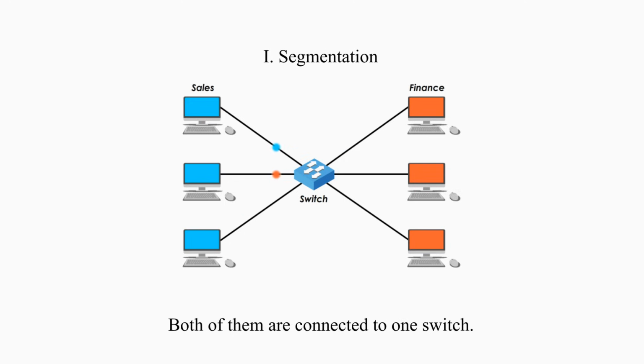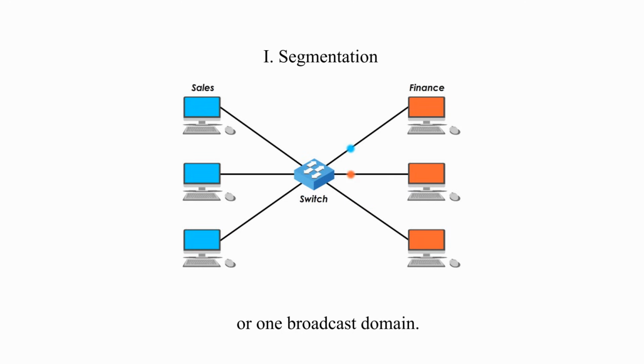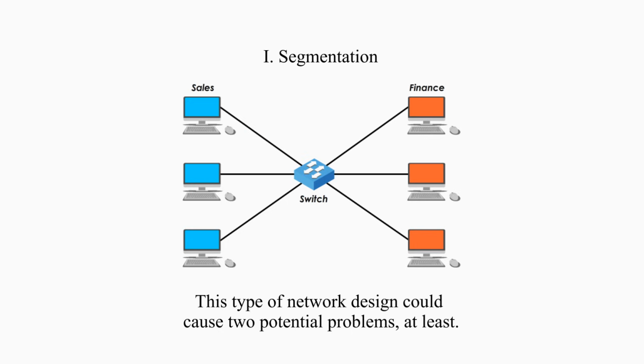Both of them are connected to one switch. It means both departments belong to one network or one broadcast domain. One broadcast domain means when one computer broadcasts, everyone else can hear. This type of network design could cause two potential problems, at least.